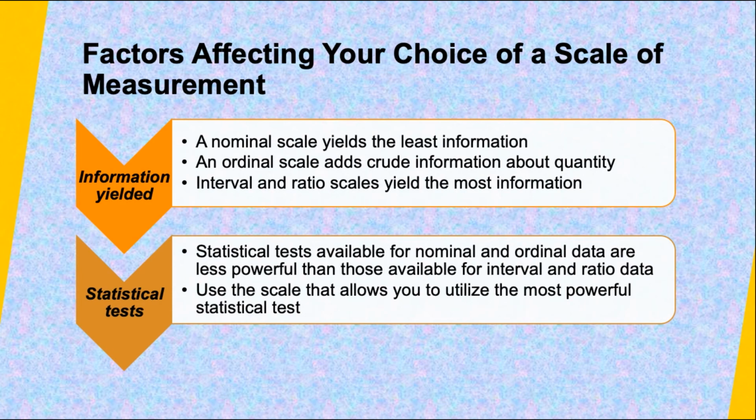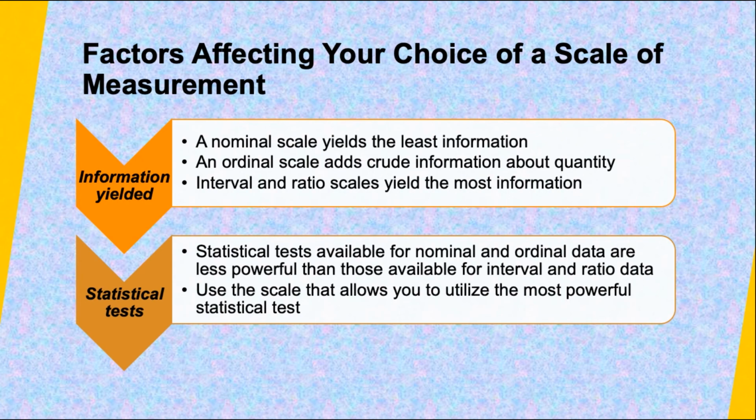Now we talk about factors affecting your choice of scale of measurement. You should consider at least 3 factors when choosing a scale of measurement for a given variable: the information yielded, the statistical measure you would like to apply to the data, and, if you expect to apply your results directly to the natural setting, the ecological validity of the measure. So we start with the information yielded.